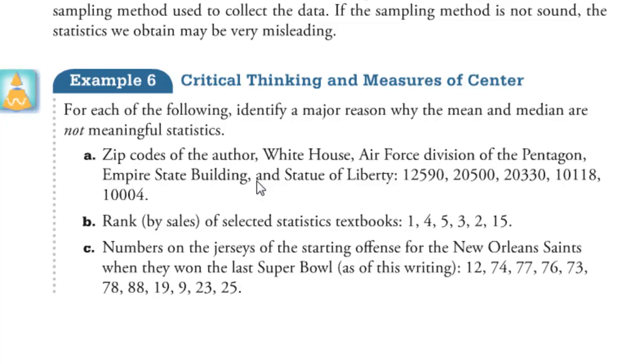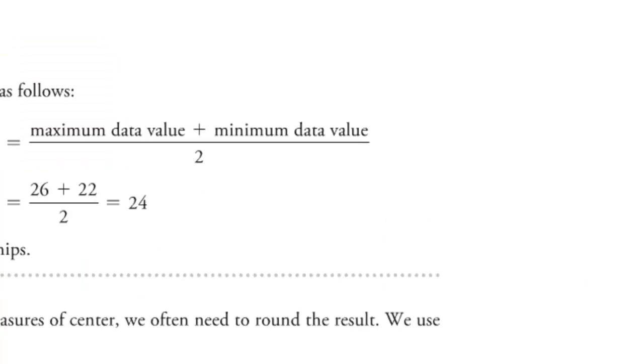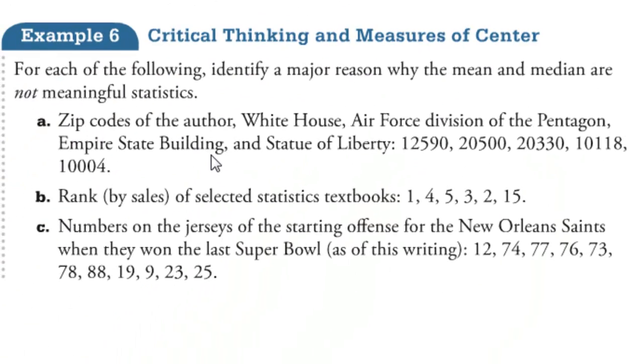It's qualitative data. Very good. Zip codes are qualitative data, and we don't calculate a mean for qualitative data. Okay, the rank of selected statistics books. Why would we not calculate a mean for that? Let's see what they say. The ranks reflect an ordering, but they don't measure or count anything. So the rank of 1 is from a book with sales substantially greater than the book with rank of 2, so the different numbers don't correspond to the magnitudes of the sale. When we talk about ranks, what level of measurement would rank be?